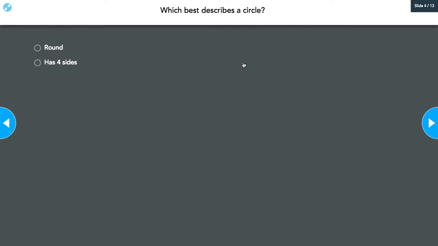It's a question for the students. It asks, which best describes a circle? And they're either going to click on round or has 4 sides. Please read off both the question and the answer to the students. This will be beneficial for both our visual and auditory learners.